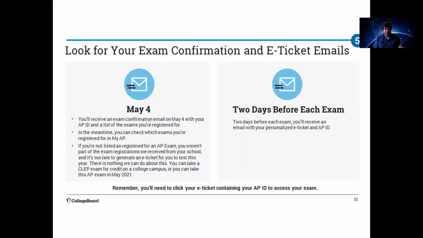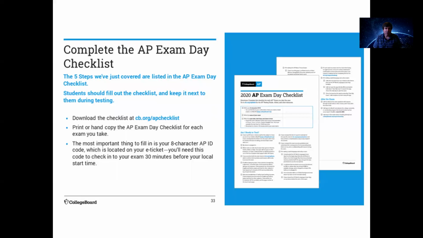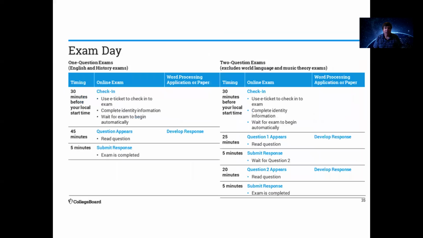This is a reminder on May 4th that demo starts, and also 2 days before each exam, they're going to get their email. Now, if they don't get their email, the information, their ticket, the email with the ticket, and the AP ID will be on their MyAP account. So that's helpful information. This is a very good checklist here, and you can find it online. I may attach it with this little message I'm sending you.